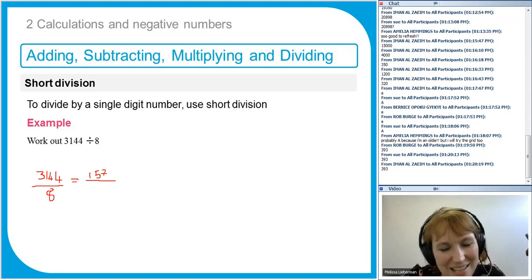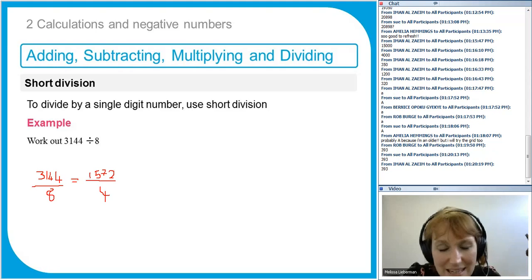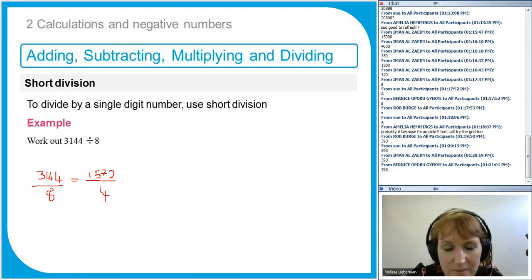Because it's quite easy to have things in your head without using a calculator, isn't it? Yes, it is. 1,572 divided by 4 is exactly the same as 3,144 divided by 8. So this is a really good way of simplifying a division. If both numbers are even, you just divide them both by 2, and then you could just divide that by 2 in your head, not using a calculator.